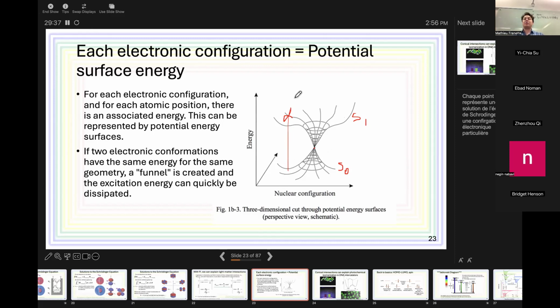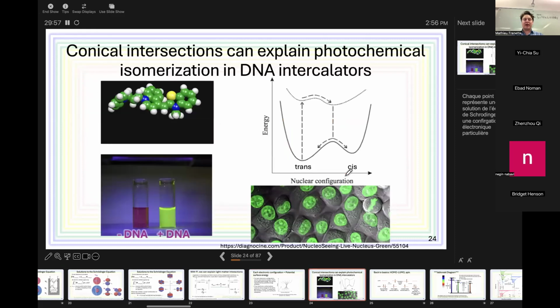So the excited state is created, and there's a geometry for which both the excited state electronic configuration and the ground state electronic configuration have the same energy. And that's what most molecules do. They absorb light, they just dissipate it as heat. So they'll find one of these funnels and keep on going down. Right? So this is not that exciting.